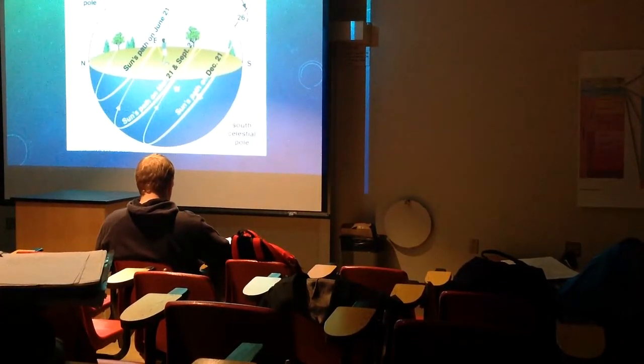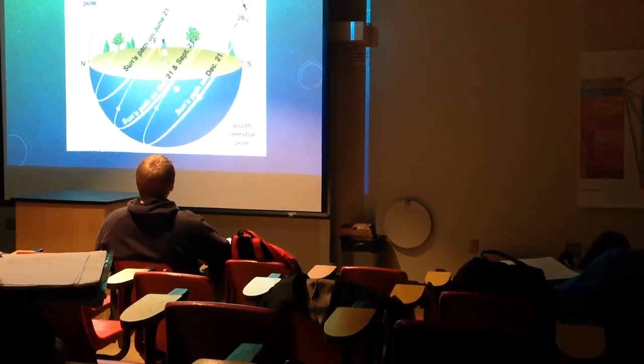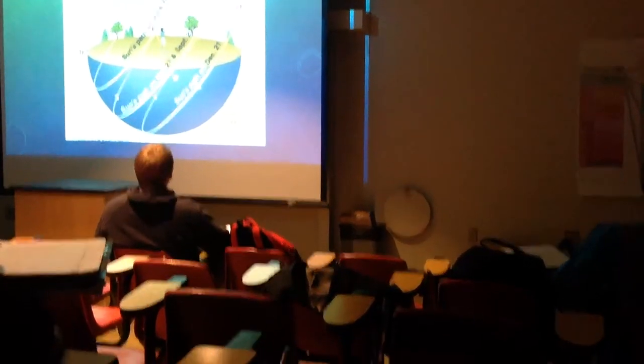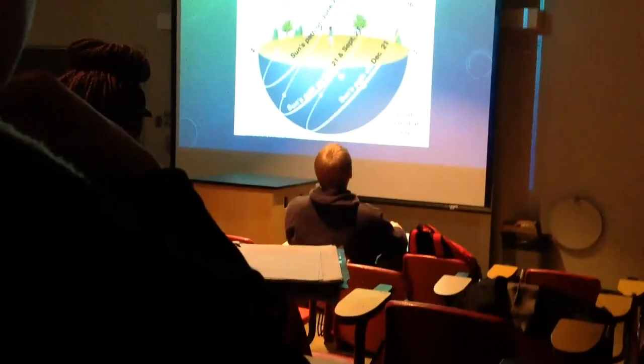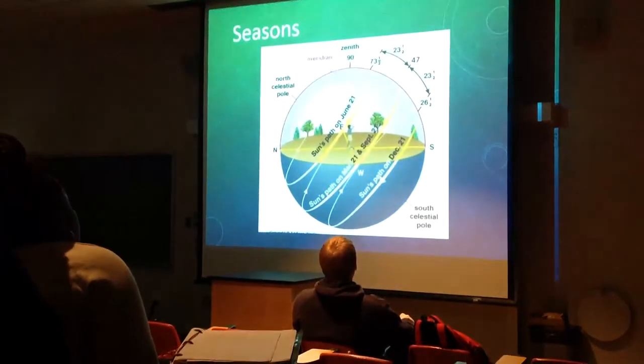So here we see the sun's angle on June 21st at 73.5 degrees. And on March 21st and September 21st it is 47 degrees. And on December 21st it is 26.5 degrees. So what's happening here? Well, our planet is tilted 23.5 degrees off of its axis.